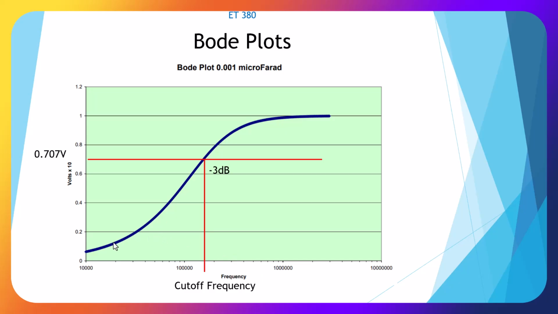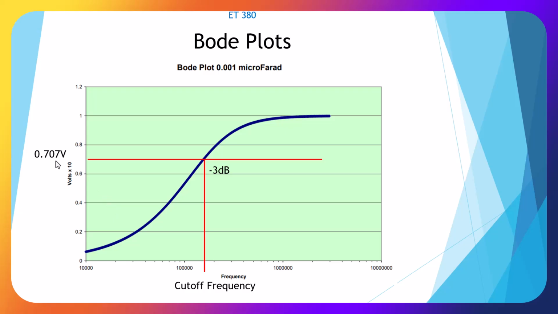And what we see is a characteristic curve here of our filter, and this is based on a 0.001 microfarad capacitor. And this would be a high-pass filter. Capacitors pass high frequencies, block low frequencies.